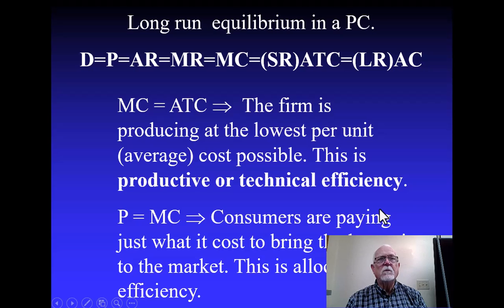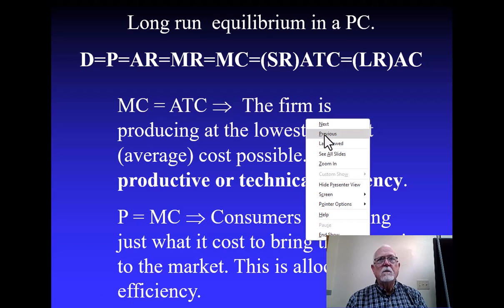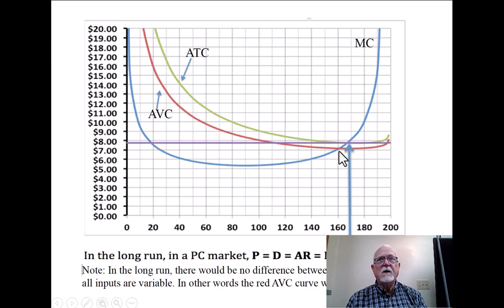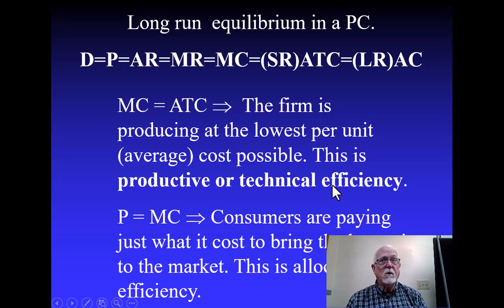Okay, so let's think about some of these relationships. The fact that marginal cost is equal to average total cost in the long run for a PC means, recall, that where MC equals ATC, that represents the minimum point on ATC. So that says that we, being the firm, are being efficient in production. We're operating at the lowest average or per unit cost possible. That's called productive or technical efficiency.